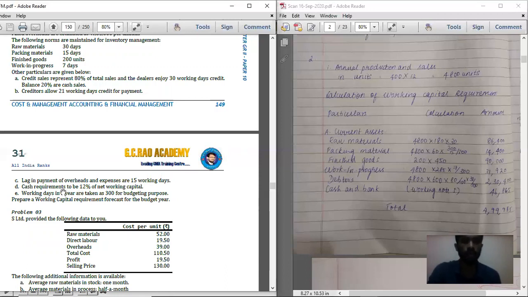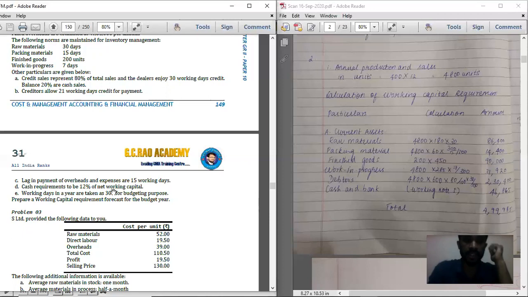This is the new point added compared to problem number 1. Actually, in problem number 1, we had all the entries except this point D, that is cash requirement. In problem number 1 they gave directly how much cash requirement to be maintained, whereas in problem number 2, point D, they have given cash requirement to be 12% of net working capital. You are calculating net working capital only. The ultimate goal of this problem is to calculate net working capital, and the cash requirement to be maintained is 12% of such net working capital. How to calculate this, we'll see.